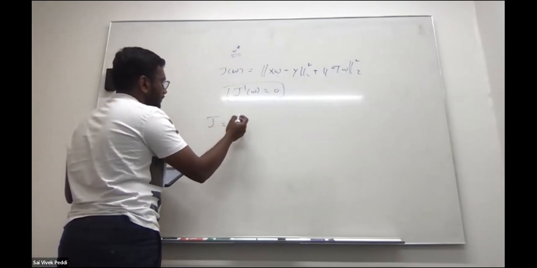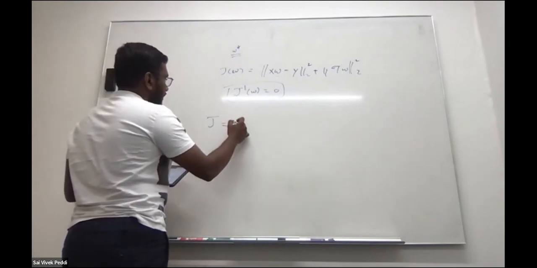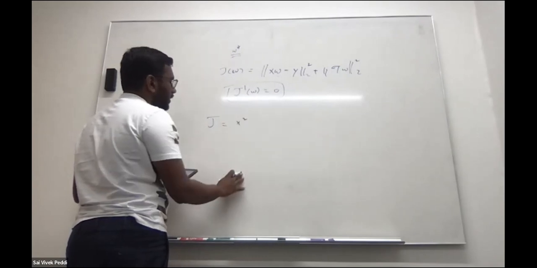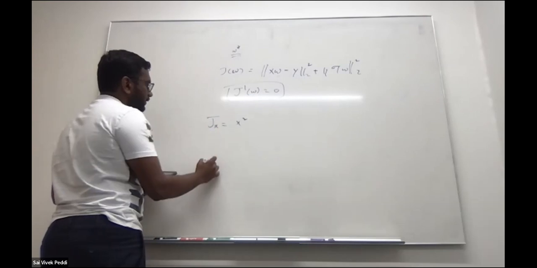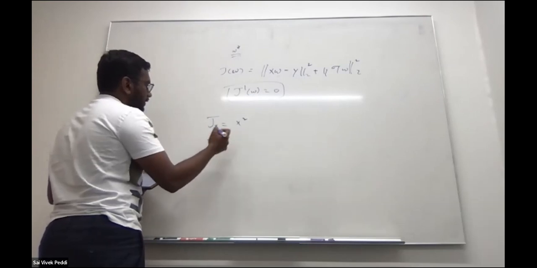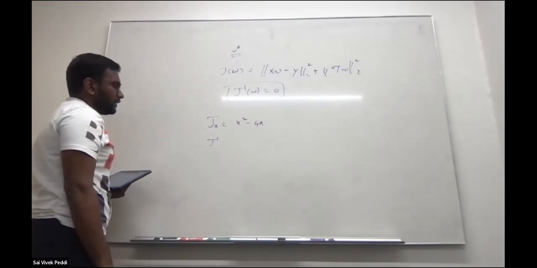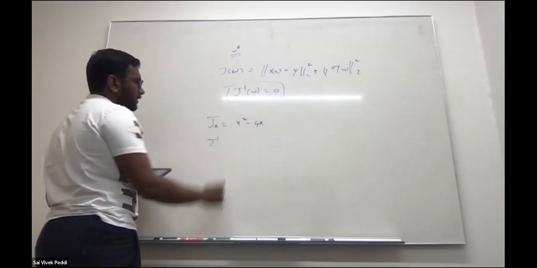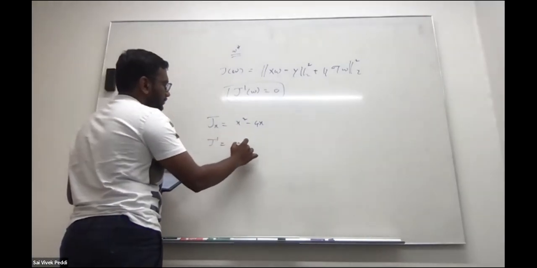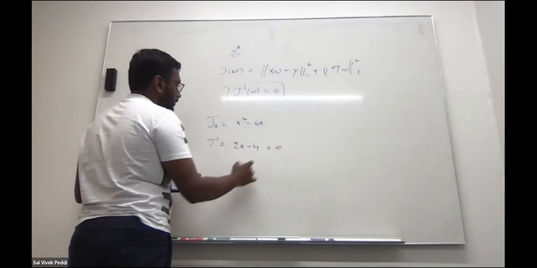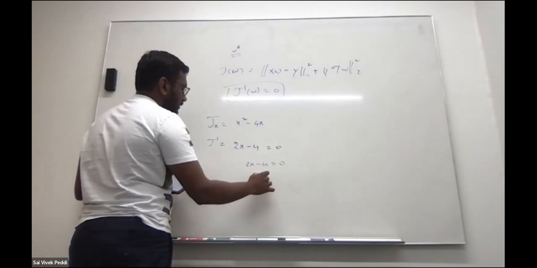y equals to j, let's say there is a function j equals to x square. This is the function. Let's say this is j of x, and j of x is x square minus 4x. If we are trying to find the minima or maxima for this function, we'll derive it. That will become 2x minus 4, and if we equate it to 0, that means x equals to 2.